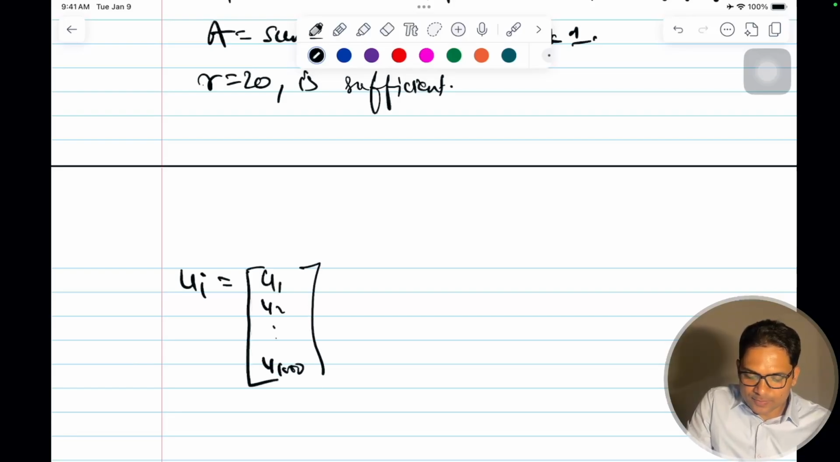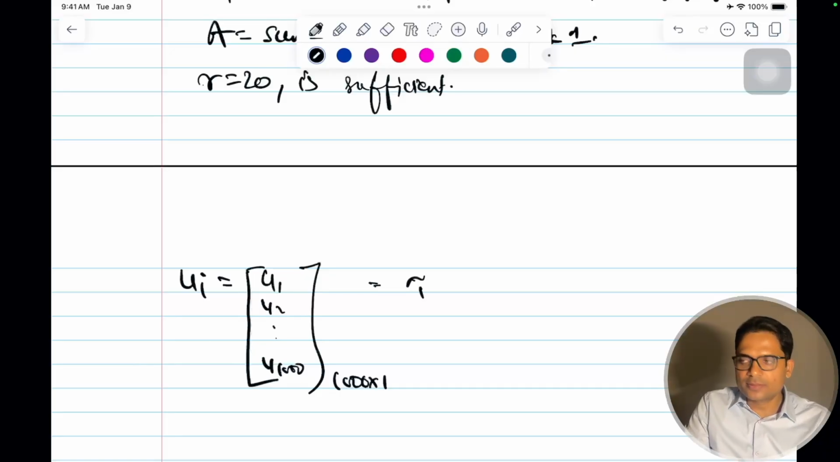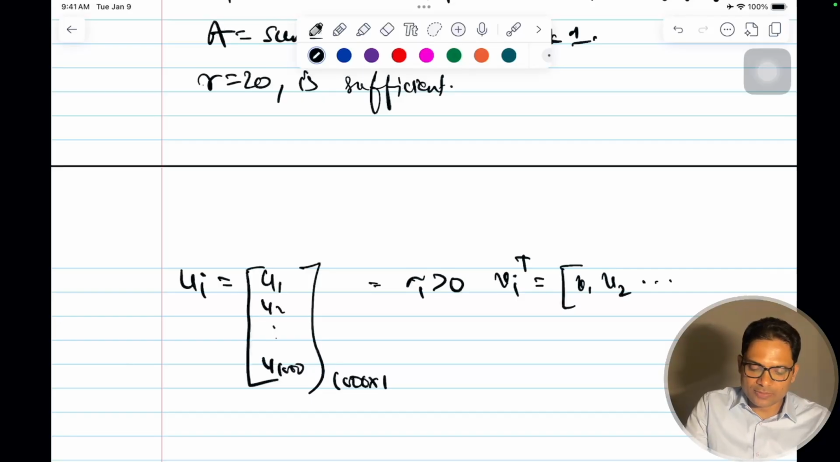This is for the image: 1000 by 1, and there will be a corresponding sigma 1, which will be positive, the square root of that. Then the Vi transpose will be a row, so it will be V1 V2 like that. So this is, say for example, U1. This is only one vector U, and this is V, so V1 V2 like that.